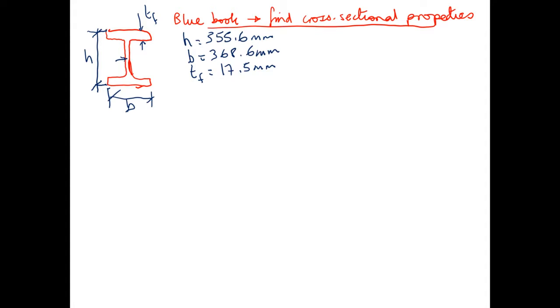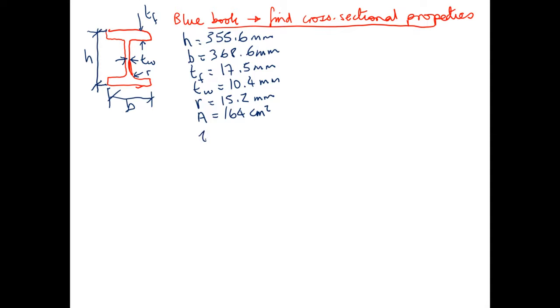We'll need the thickness of the web, which is equal to 10.4 millimeters. We might need the root radius, r, which is equal to 15.2. We might need the overall cross-section area, which is 164 centimeters squared.